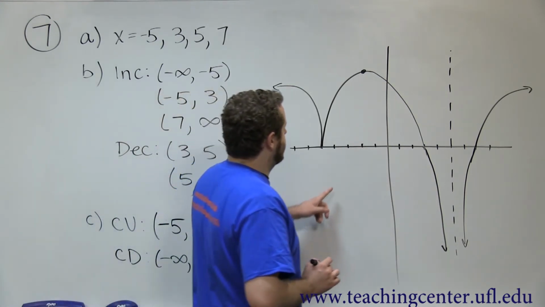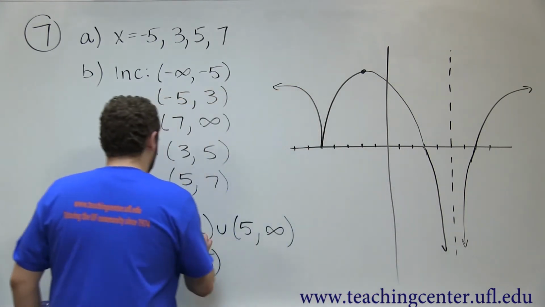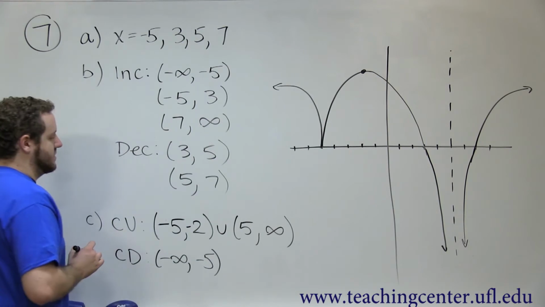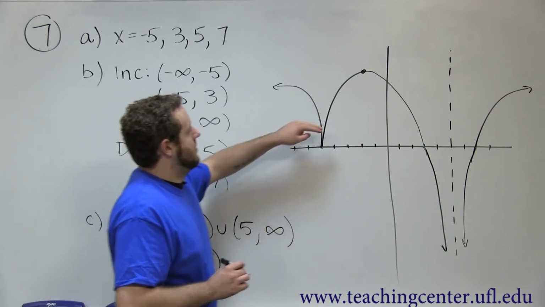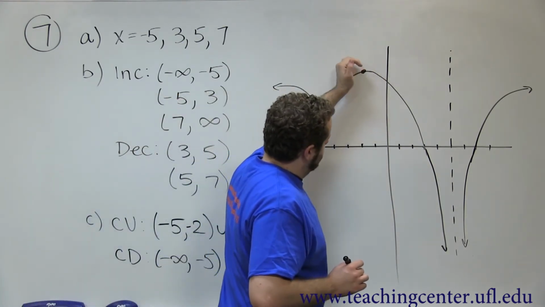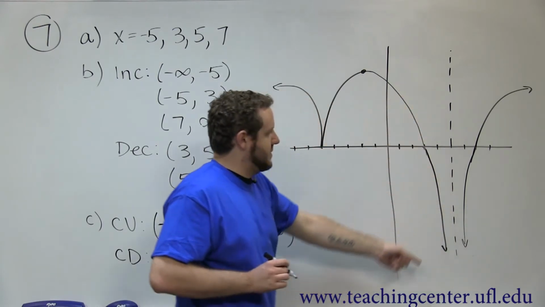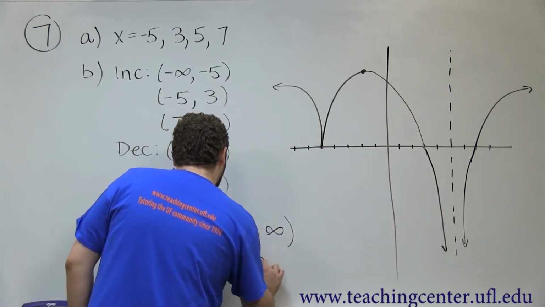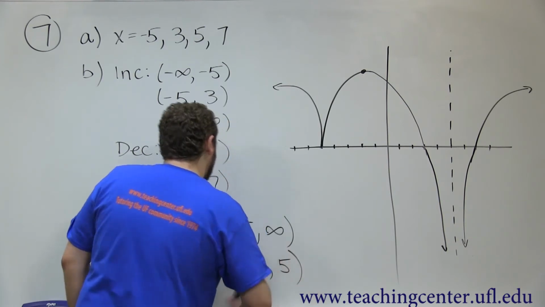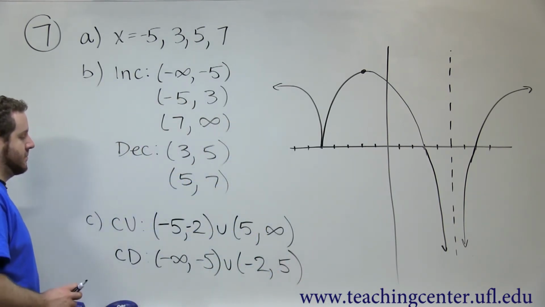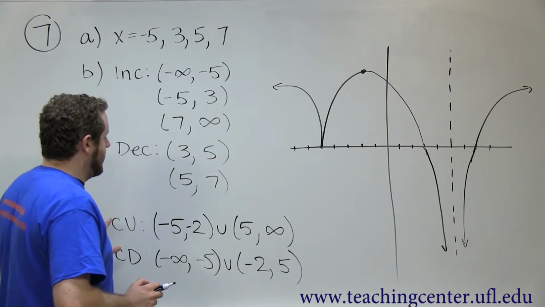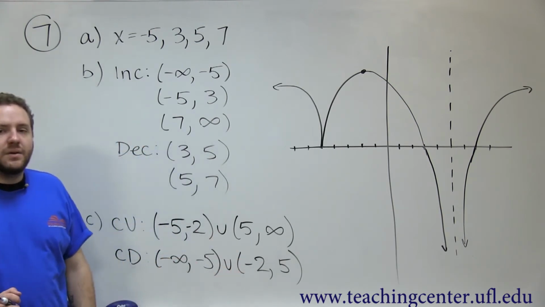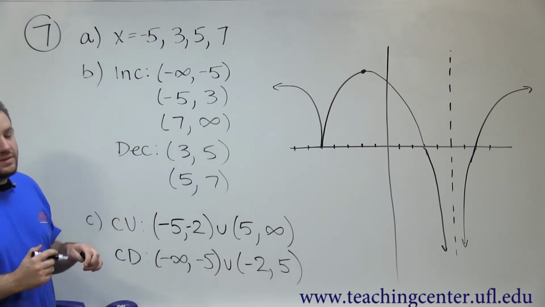We're also decreasing again from, sorry, this should have been -2 here when I put it the first time. From -2, this is decreasing up till this vertical asymptote. So we would go from -2 to 5. So these are our intervals of concave up and concave down, again, based on looking at that derivative graph.